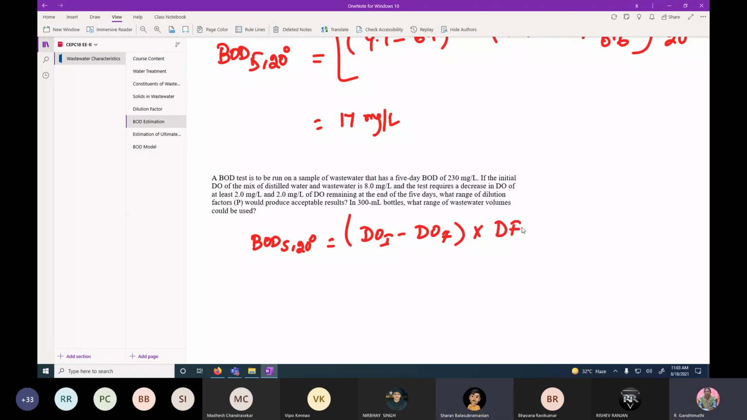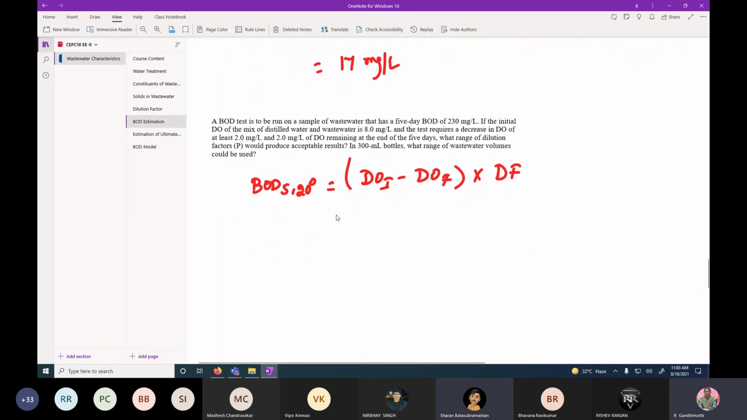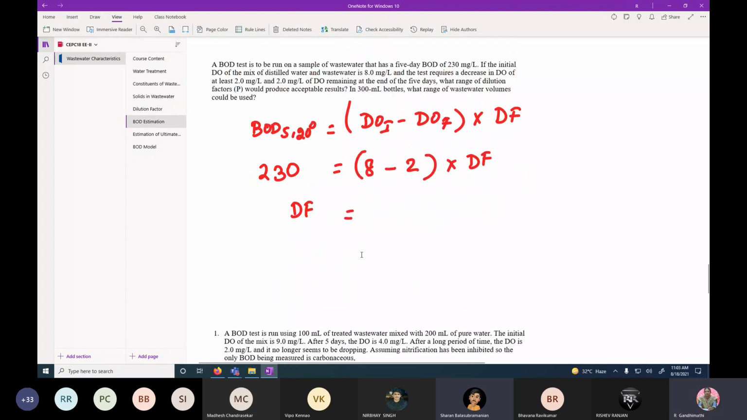Yes, they have given that BOD is 230, DO initial is 8. And they have also given that DO final will be in the range of 2 mg per liter to 6 mg per liter. Okay.